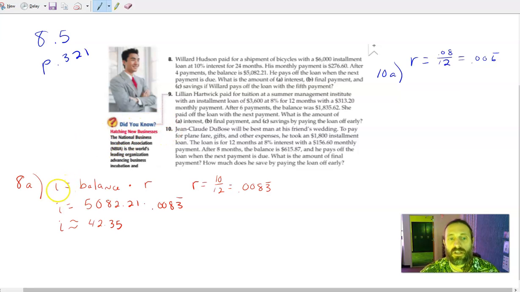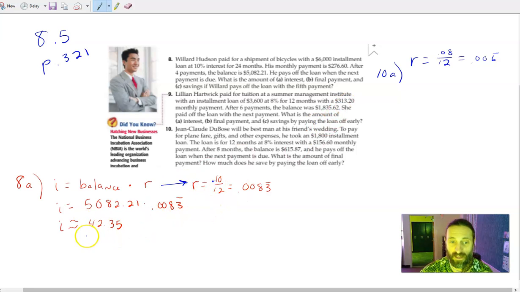The interest you pay when you have an installment loan is your balance times the rate. And of course the rate, if you have an annual rate of 10%, really means 0.1 divided by 12, or 0.0083 repeated per month. So in problem 8, you've got a balance of 5,082.21, and you would multiply it by that rate to figure out the interest owed for that period. And that answers question A.